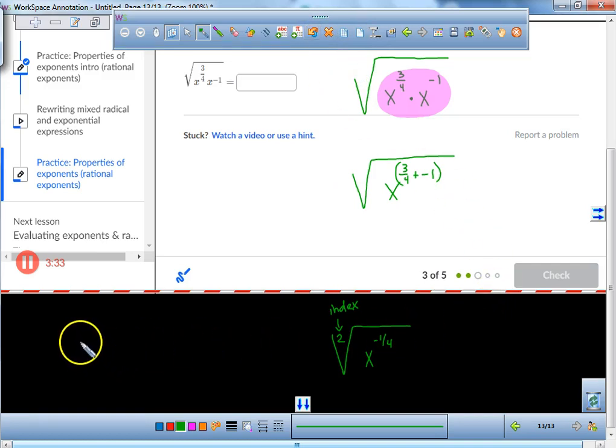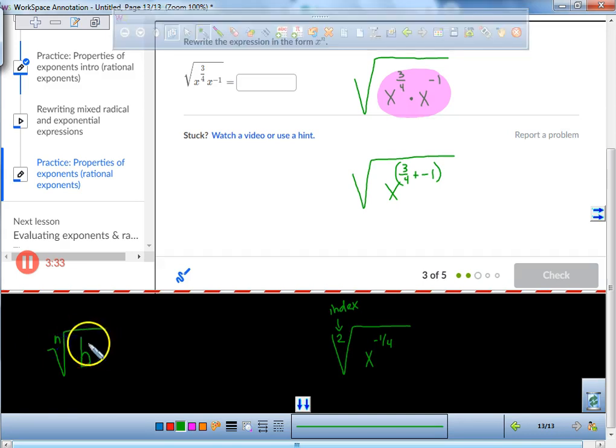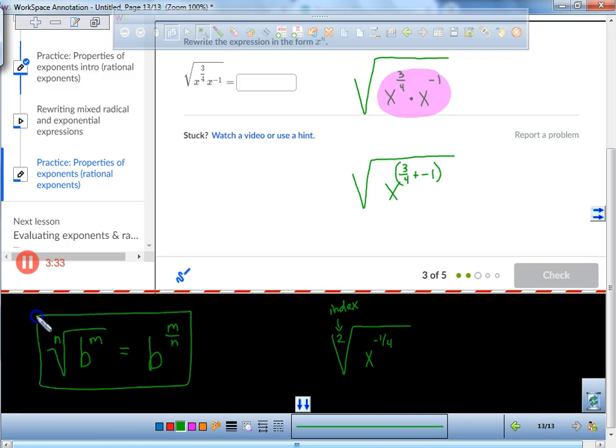Now, we have a rule. If I say the nth root of b to the power of m, and I change this to a rational exponent, this is what we learned yesterday. That was the first thing that we did: if you have an index and you have a base to a power, it's always m over n. It's always this power over this power. So what power is going to go on top? What would you guys say?